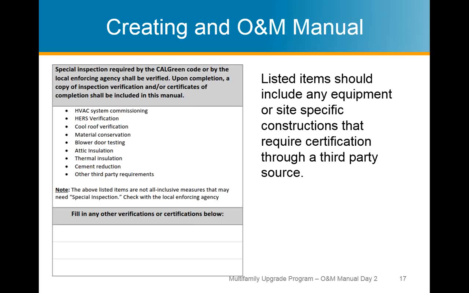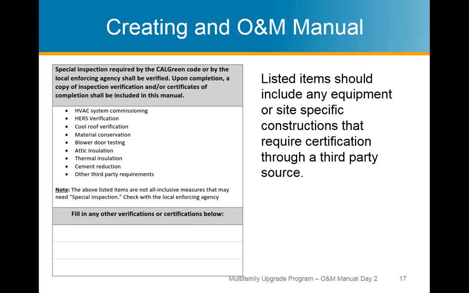And so one of the samples of how this can look is on this slide. We're looking at a CALGreen snapshot. So listed items, they should include any specific equipment or site-specific constructions that require certification through a third-party source. So when we're looking at the CALGreen box, here we have special instructions required by the CALGreen code or by the local enforcing agency shall be verified. Upon completion, a copy of inspection, verification, and/or certificates of completion shall be included in this manual. And you have a bullet point list of what those major equipment verification and testing requirements are.